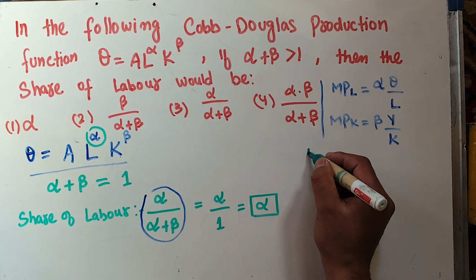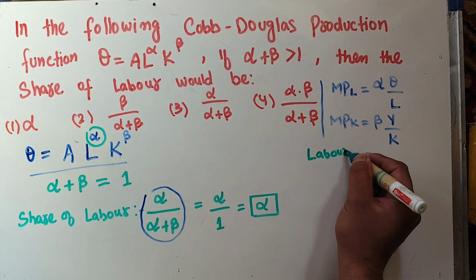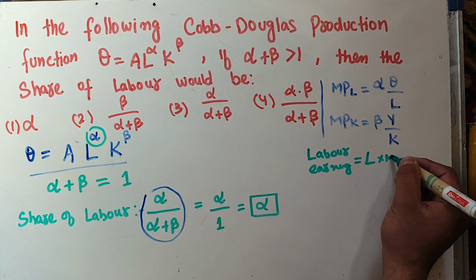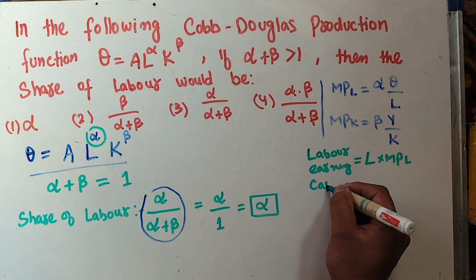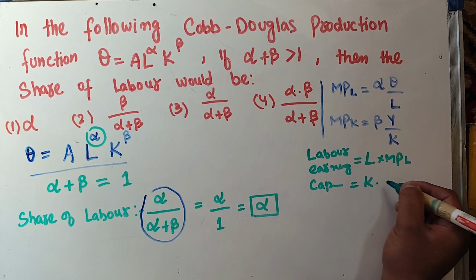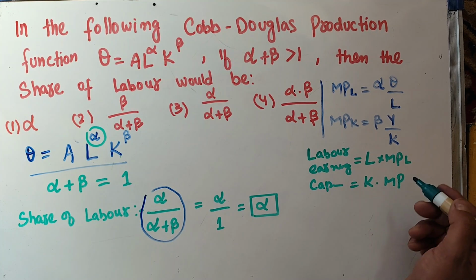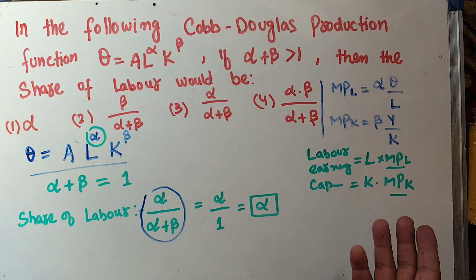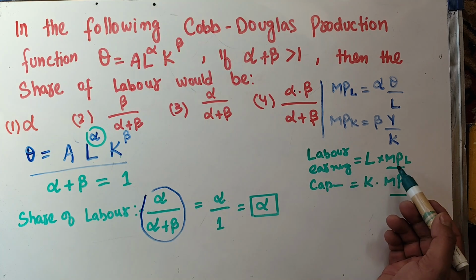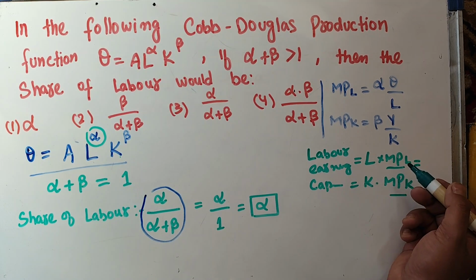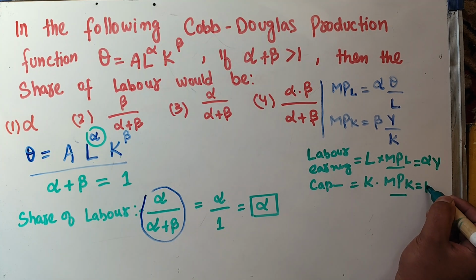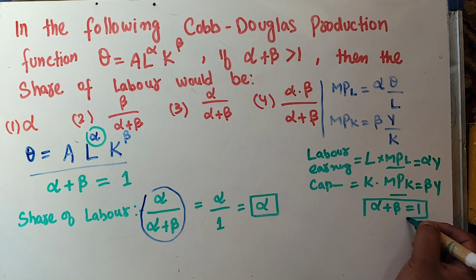Now the labor earnings would be equal to units of labor employed times marginal product of labor, and capital earnings will be equal to units of capital times marginal productivity of capital. Okay, you can find MPL and MPK simply by taking partial derivatives of the production function with respect to labor and capital. So when you solve this, you will get alpha times Y, and here you will get beta times Y, only when alpha plus beta is equal to 1, that is when we have constant returns to scale.